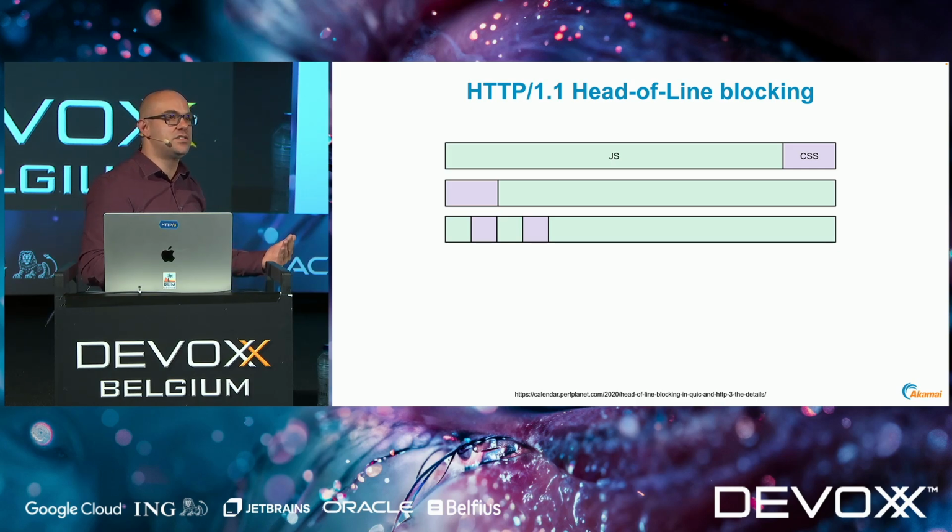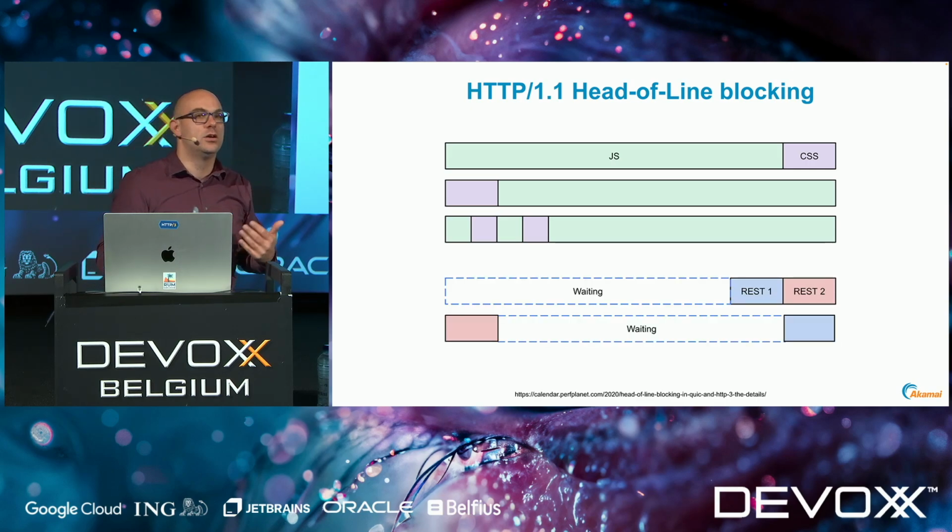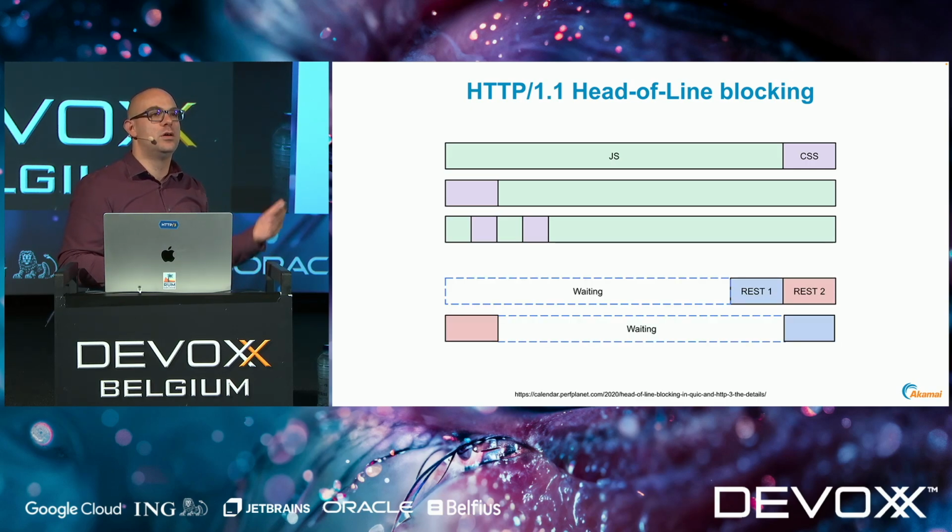It's not just large files either. You can imagine also having two REST API calls, for example, where one takes a long time to complete because it needs to do a lot of database lookups, for example. It would be more efficient to first reply for the first one and then wait for the second one to complete. Right? So that's the head of line blocking problem.